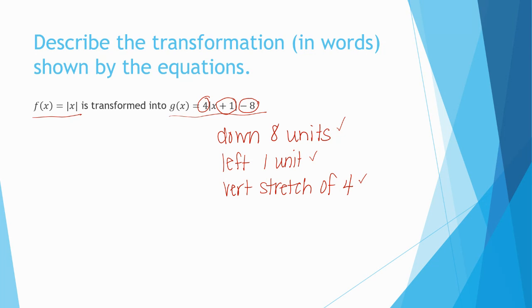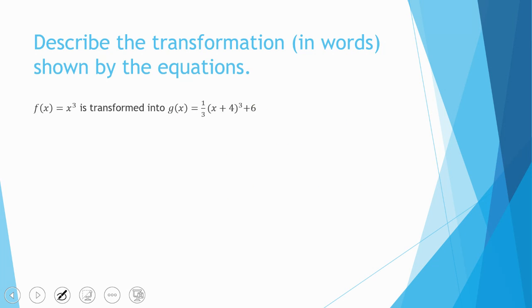Thank goodness I don't have to actually graph that because that's a lot of movement, that's a lot of changes. So we're just looking at the original equation, seeing what's been added or subtracted, where it's been positioned, and then using that to describe the transformation in words. In words means down or up, left or right, vertical stretch, vertical shrink, flip, whatever. You're using your words to describe what's happening, what those numbers are doing.